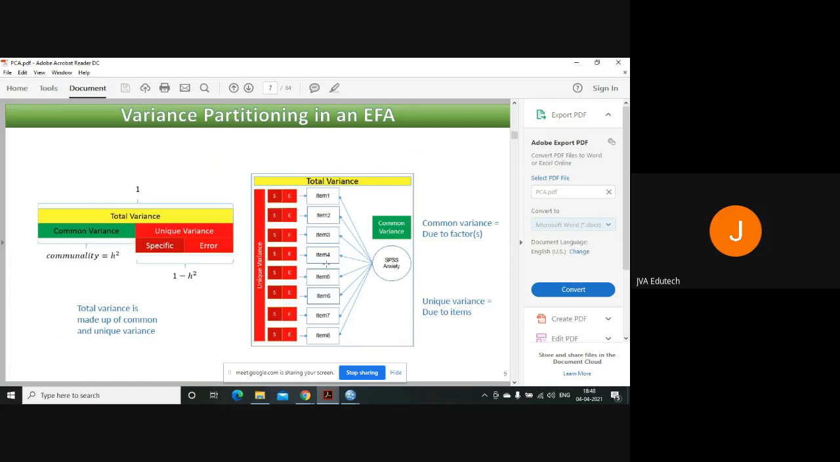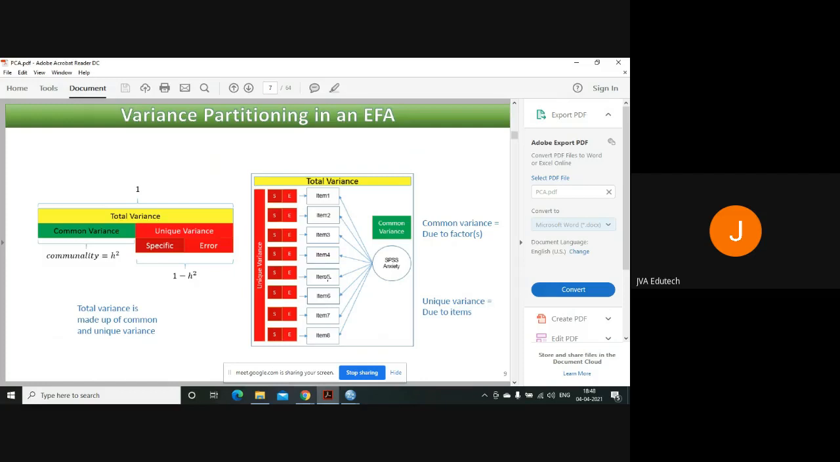Then we have something called communality, denoted by H square. It is the common variance that ranges from 0 to 1. Values closer to 1 suggest that the factors you have extracted explain more of the variance of an individual item. If you do principal component analysis, where common variance is explaining the total variance, there is no unique variance. This H square will become 1. Communality will be close to 1. Then unique variance is any portion of variance that is not shared commonly among these items.